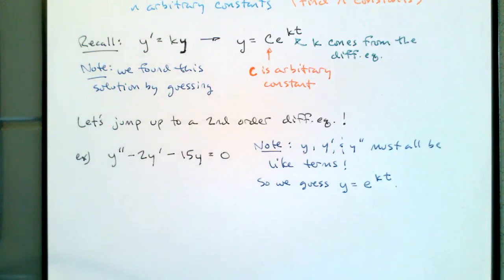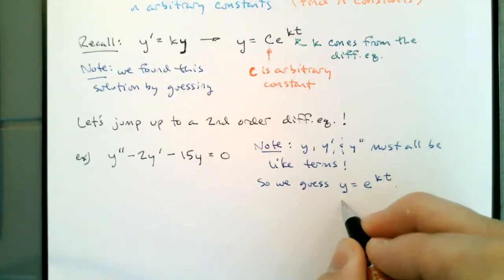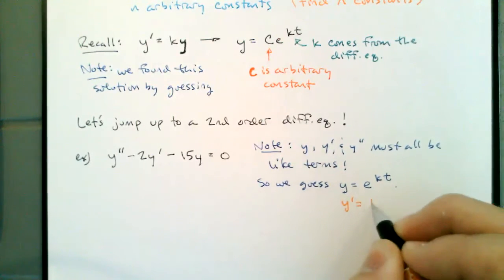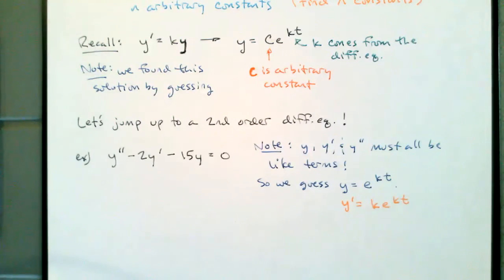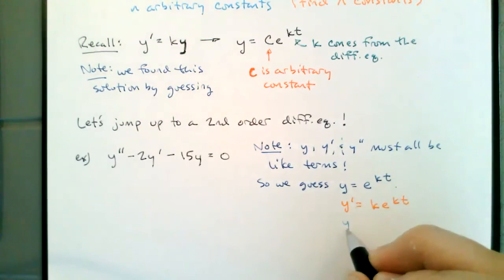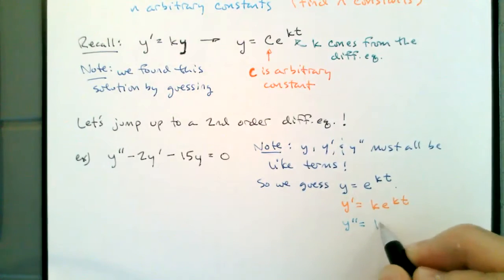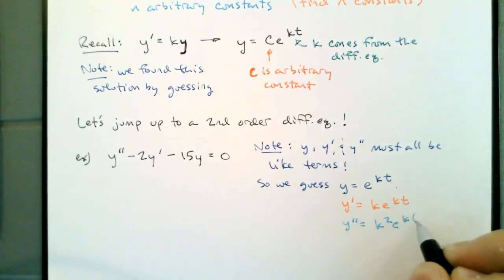So we're going to guess that y is equal to e to the kt, and then we're going to take derivatives. So if y is equal to e to the kt, then y prime is k e to the kt, and y double prime will be k squared e to the kt.